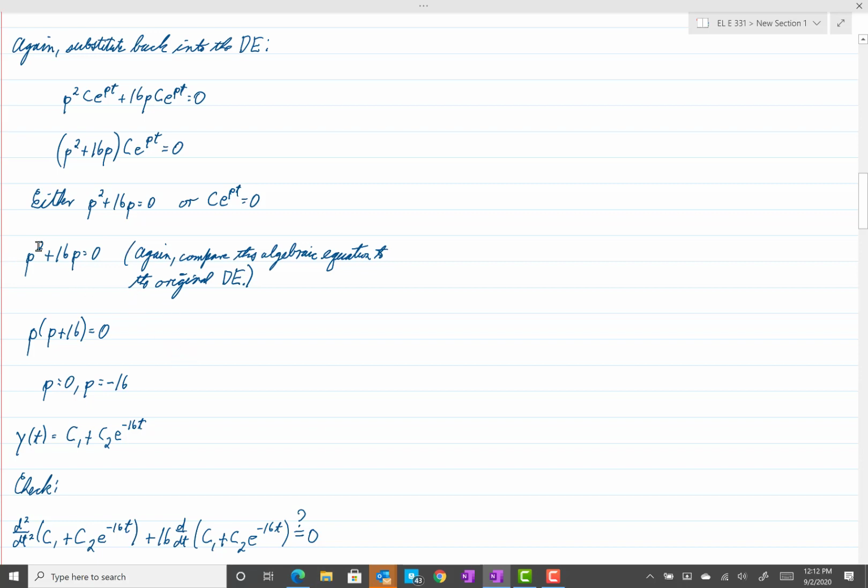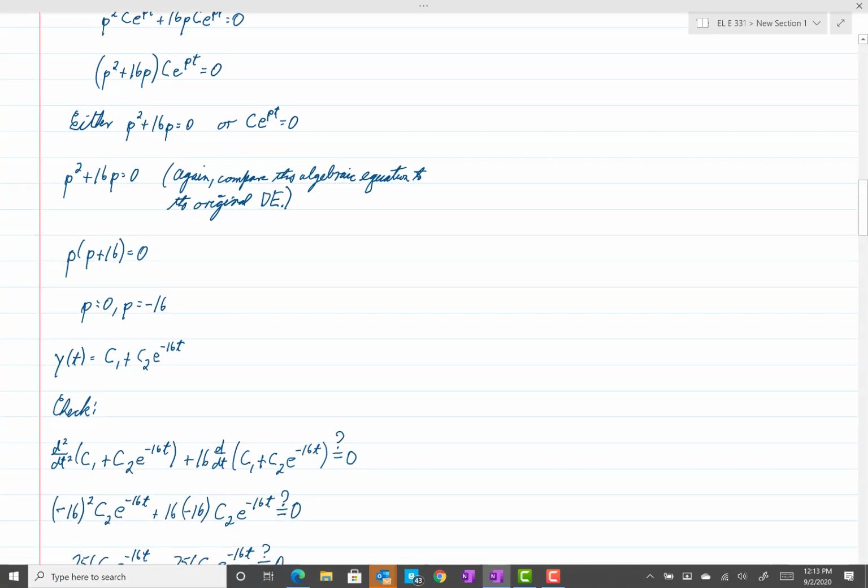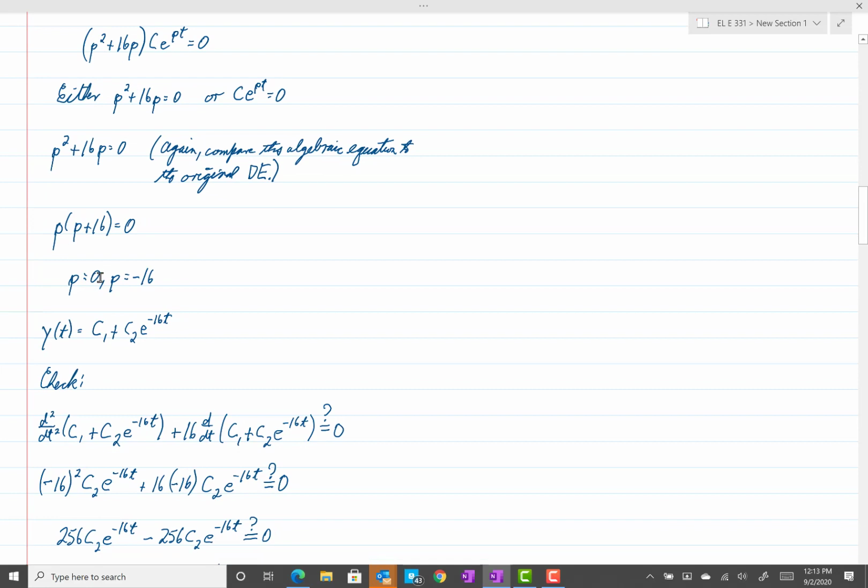Okay, so if we factor out a p, that just gives us p times p plus 16 is equal to 0. And so the two possible roots this time are p equals 0 and p equals minus 16. So the only difference here is that we still have two real roots, but now one of those roots is equal to 0. And I just wanted to remind you that when you have a root of 0, then that will become a constant. It's just simply a constant. So we have y of t is equal to c1 plus c2 e to the minus 16t. This is our solution in this case.